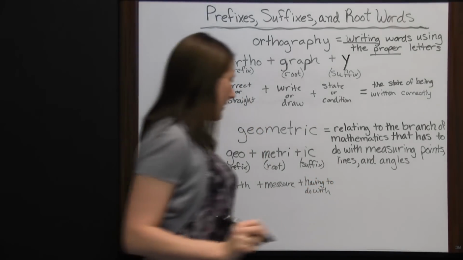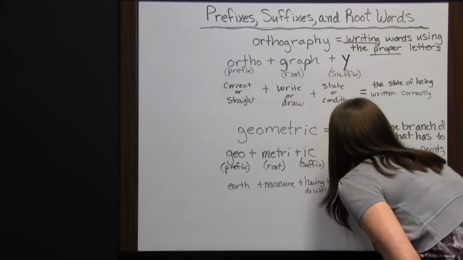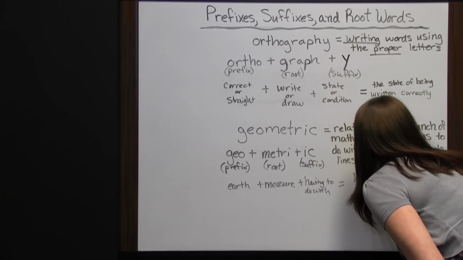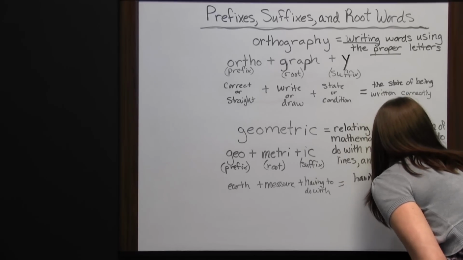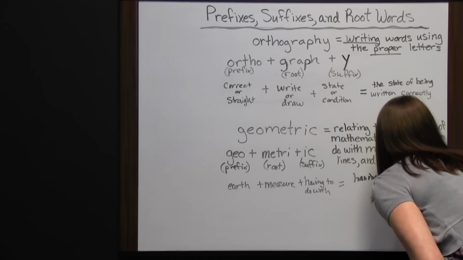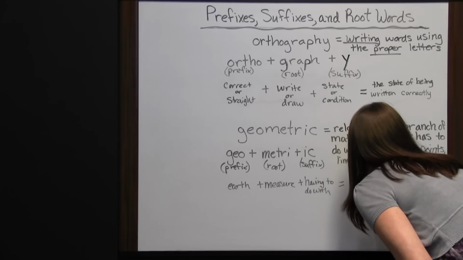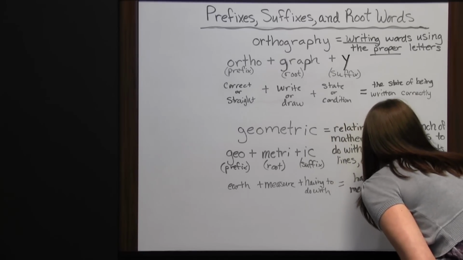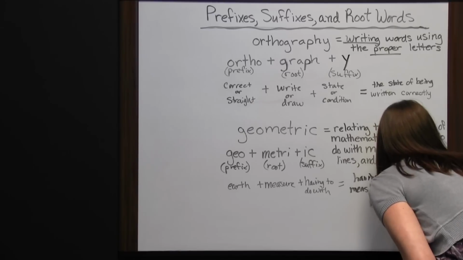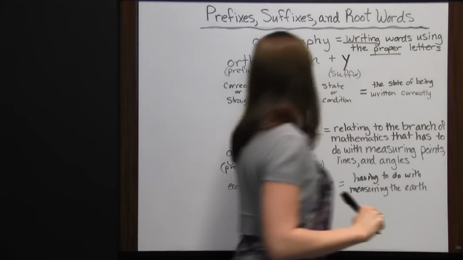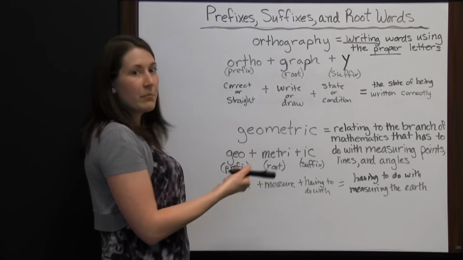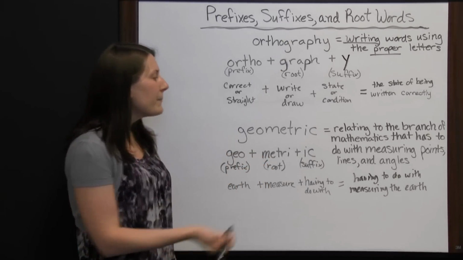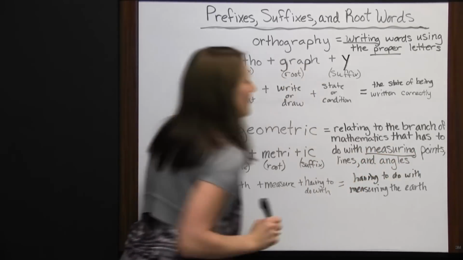So if we put all of those together, we can come up with having to do with measuring the earth. Now this one isn't quite as close to the actual definition, relating to the branch of mathematics that has to do with measuring points, lines, and angles, but it does have measuring in there.